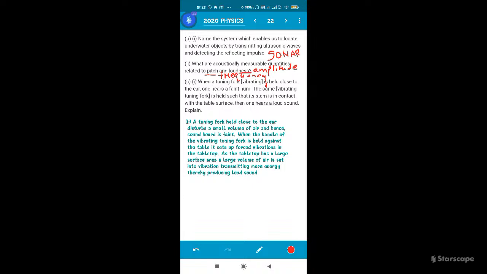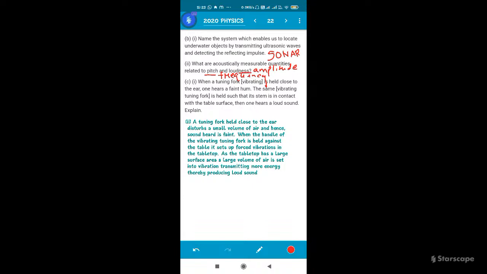When a tuning fork which is vibrating is held close to our ear, we hear a faint hum. A very faint sound is heard. But when the same tuning fork is held such that its stem is in contact with the table surface, if you place the vibrating tuning fork on a table, you will hear a loud sound. We have done this while we were doing our graduation. We have seen this happening in front of our eyes. So why does this happen?